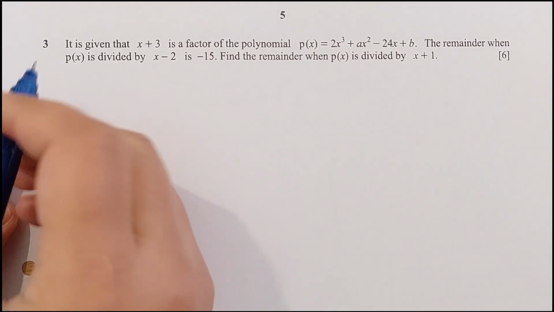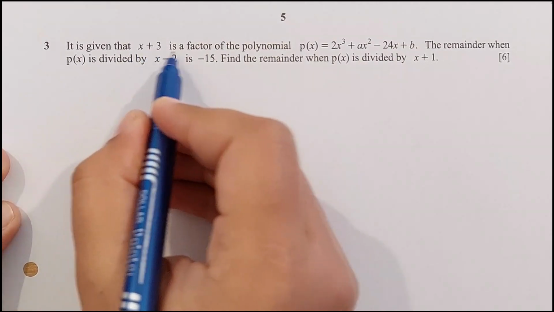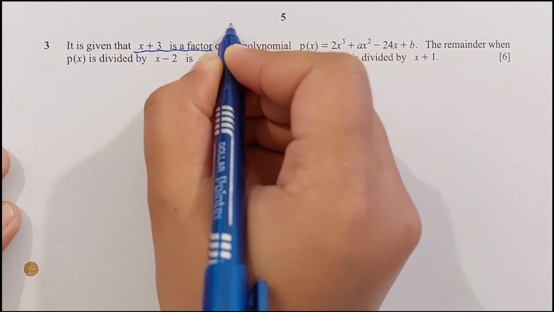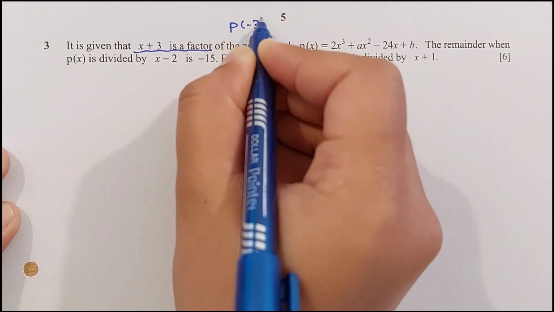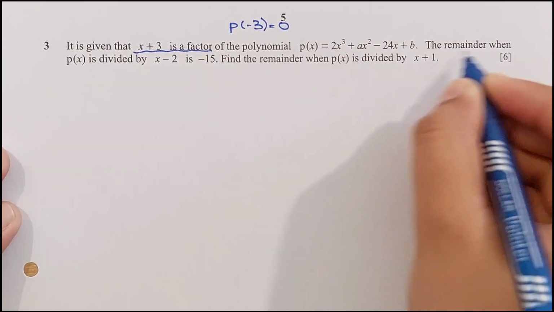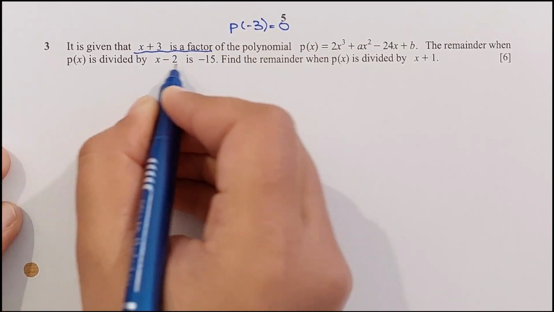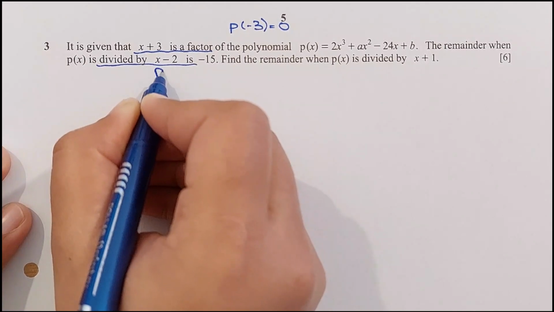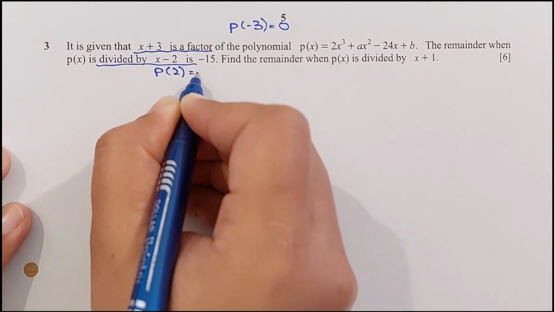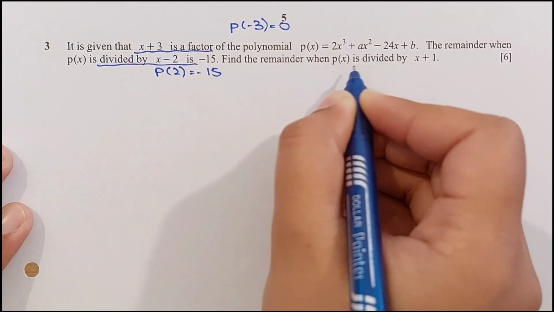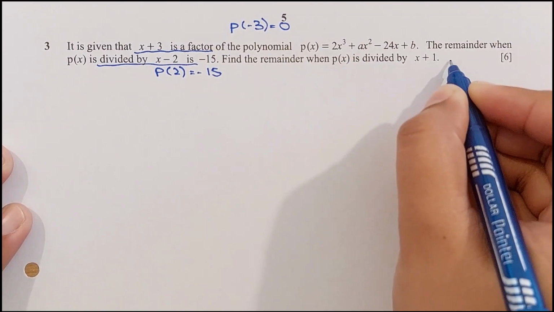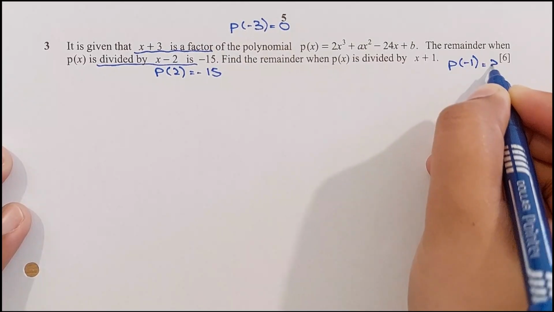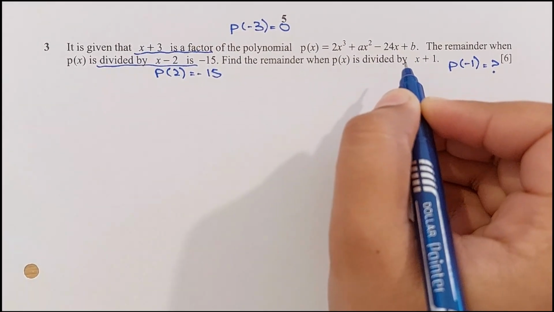Right. Question number 3. It is given that x plus 3 is a factor of the polynomial p of x. So if it is a factor, p of negative 3 must be equal to 0. The remainder when p of x is divided by x minus 2 is equal to negative 15. This means that p of 2 is equal to negative 15. Find the remainder when p of x is divided by x plus 1. So we have to find p of minus 1. But first we have to solve for a and b, right?